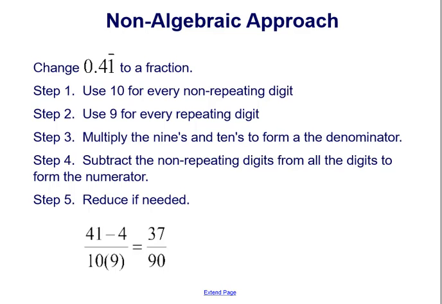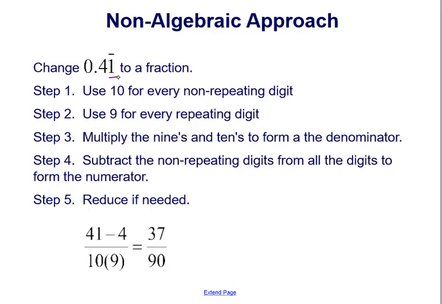Now, there is a non-algebraic approach to converting a repeating decimal to a fraction when the entire decimal is not repeating. So here we have the example of changing 0.41 repeating to a fraction, and again, in this number, only the 1 is repeating, the 4 is not.